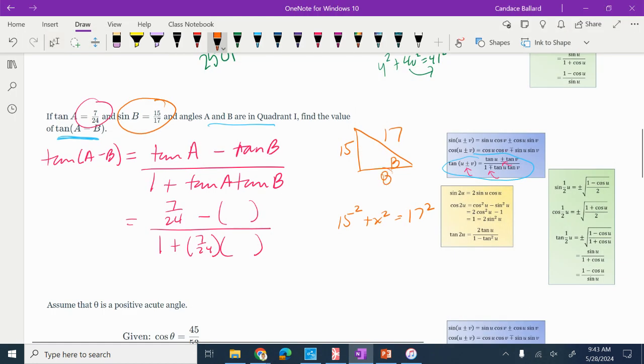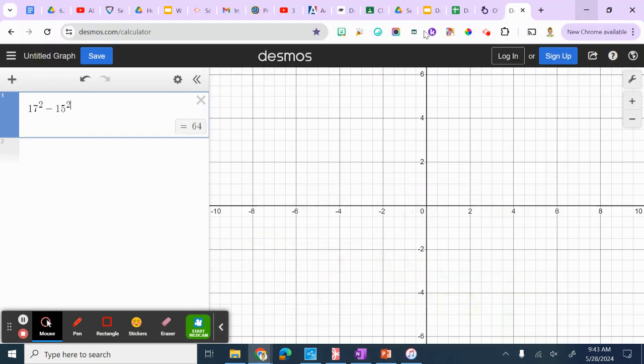So the tangent would be the opposite 15 over the adjacent 8. So 15 over 8 and 15 over 8. Now I'm going to just really carefully put this into Desmos and let Desmos do the work for me here. So I'm going to notice I put some parentheses around the entire numerator and the entire denominator. I'm going to use those.